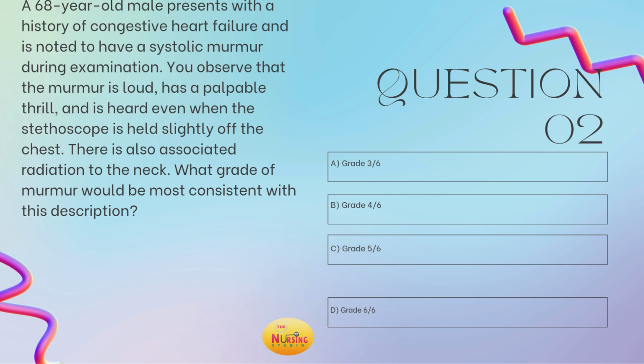So I'm going to pause right there. Palpable thrill, we know it has to be grade 4 or greater, right? Because the palpable thrill starts at grade 4. All right, so we can eliminate A, right? So B, C, or D are our potential answers.